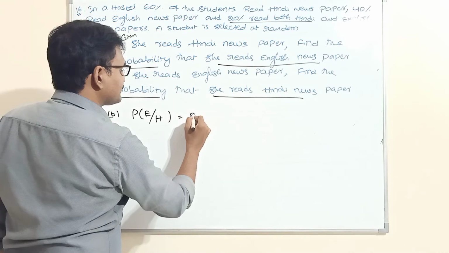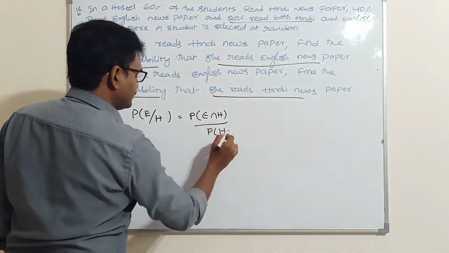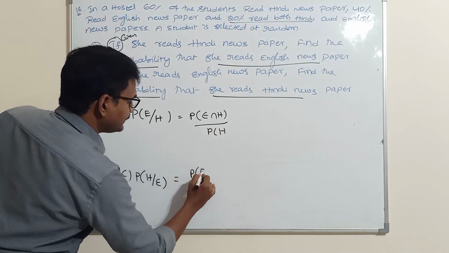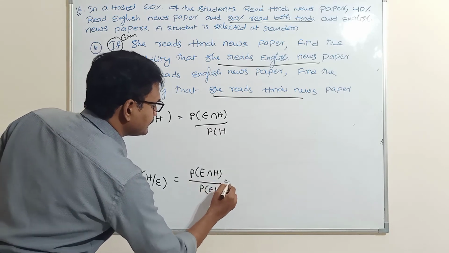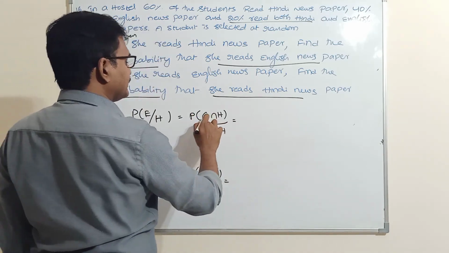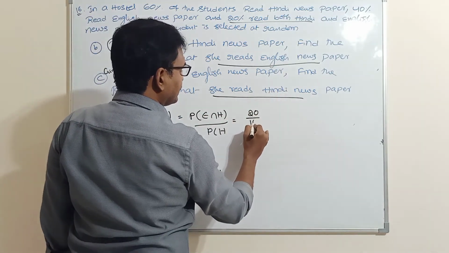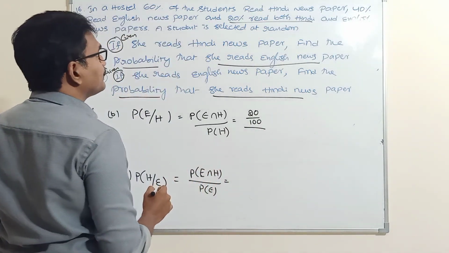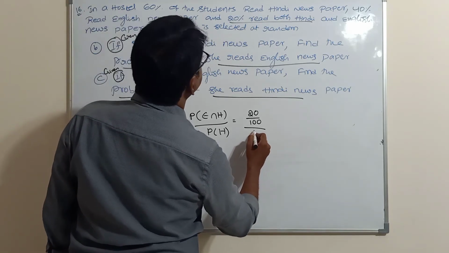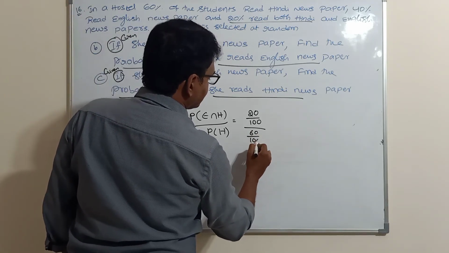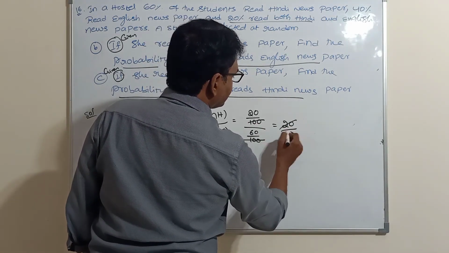So what is the formula for this? P of E intersection H by P of H. For this, P of E intersection H, or H intersection E, by P of E. So the probability of reading Hindi and English newspaper is 20%, 20 by 100, by P of H. Probability of reading Hindi newspaper is how much? 60%. So both get cancelled. 20 by 60 means 1 by 3.